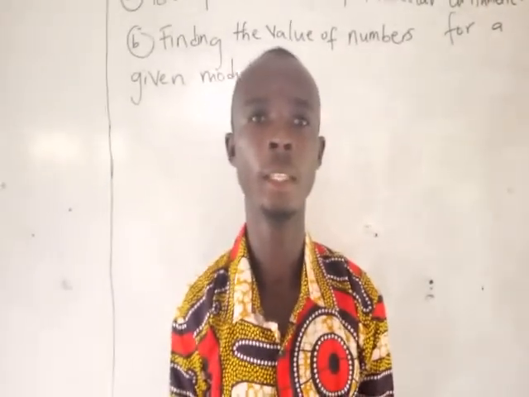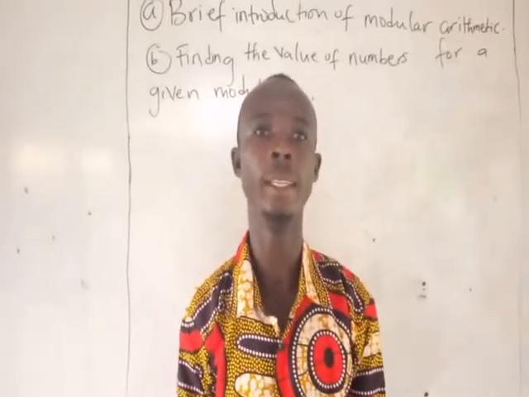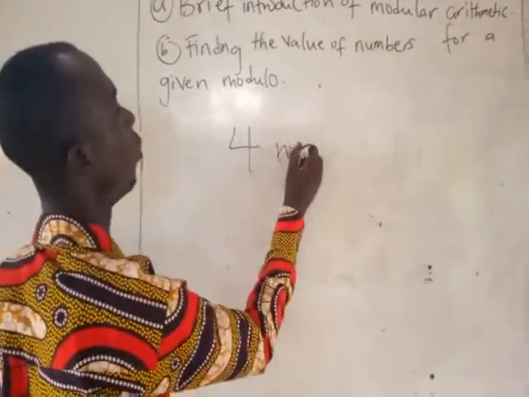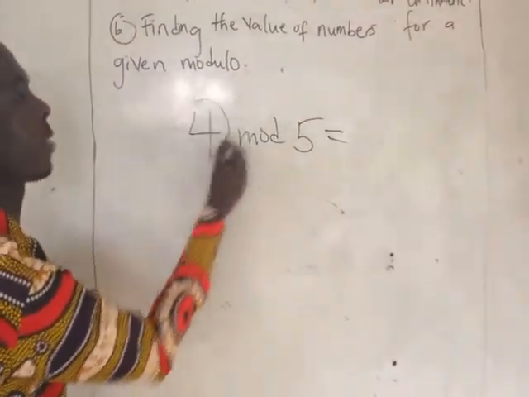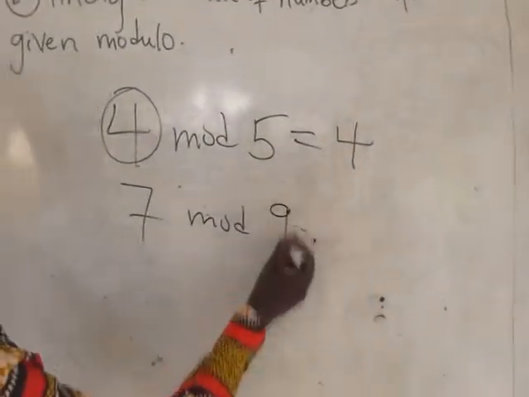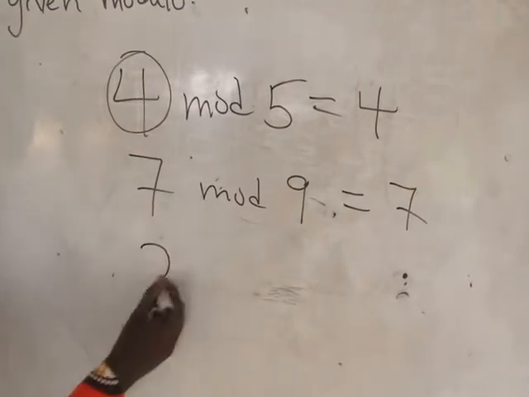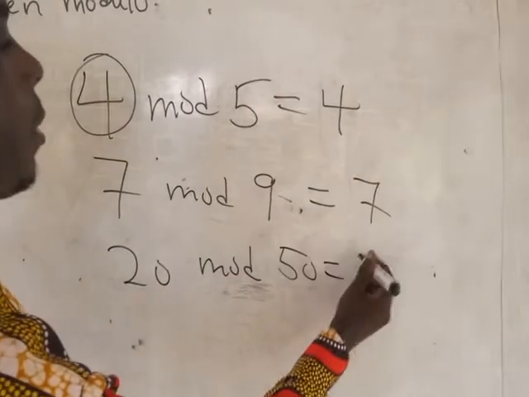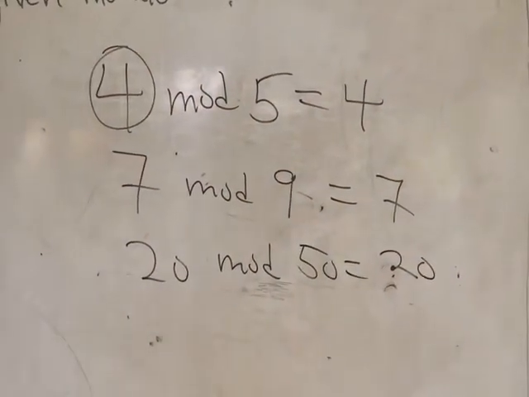Always note that if the value given in the question is less than the modulo, you maintain it as it is. For instance, if I give you 4 mod 5, you see 5 cannot go into 4. So the answer is what? 4. 7 mod 9 becomes 7 because 9 can't go into 7. 20 mod 50, the answer is 20. So this is what I am talking about.